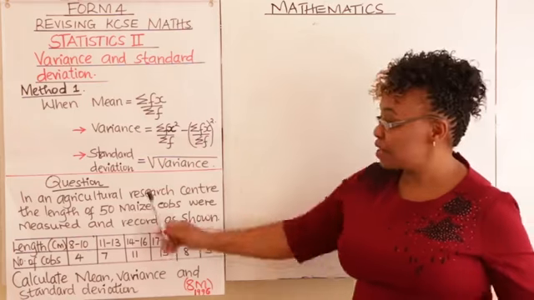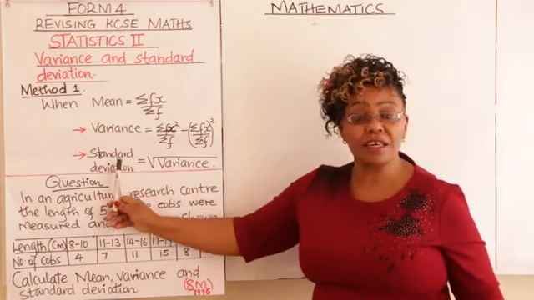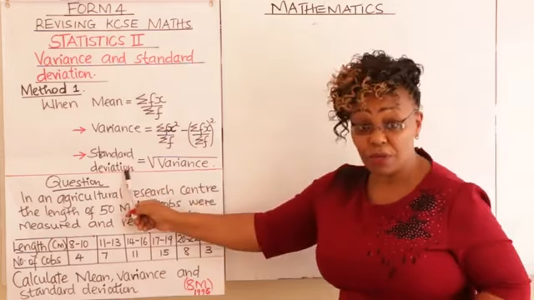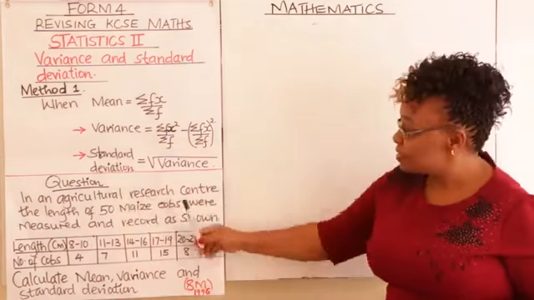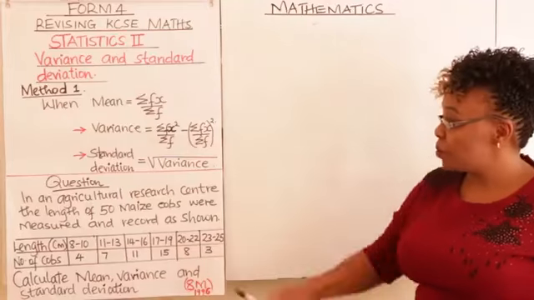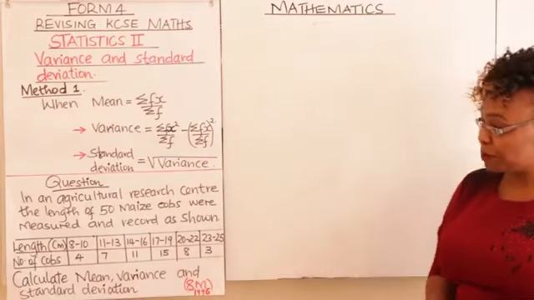Then, learner, after you calculate your variance, it is easier to get standard deviation, because standard deviation is given by the square root of variance. And therefore, learner, let us look at a question here so that we apply this formula.